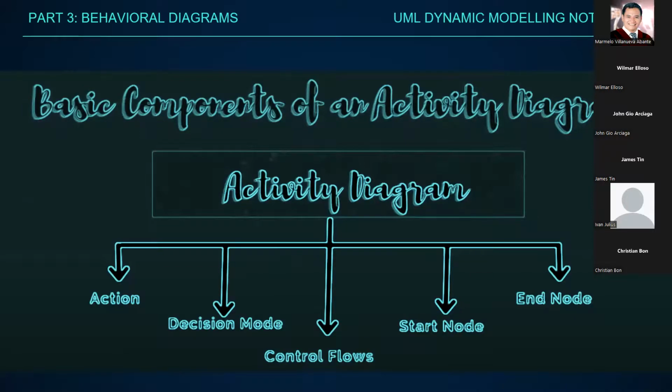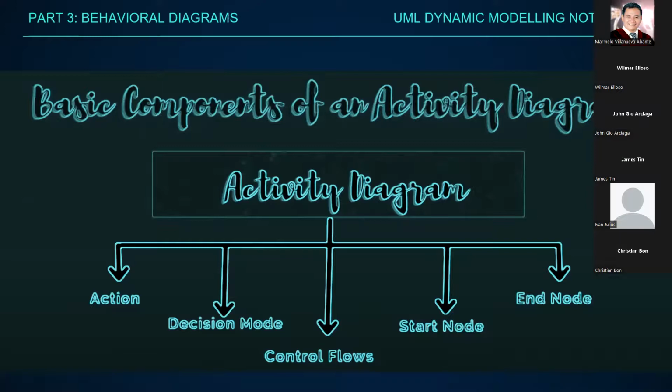First, action. It is a step of an activity wherein the user of the software performs a given task. Next is the decision node. A decision node is a conditional branch in the flow that is represented by a diamond. Usually we use the diamond in flowcharts. Next, control flows. This is another name for the connector, so this is composed of arrows. Then the start node symbolizes the beginning of the activity. It is represented by the black circle. And last is the end node, which represents the final step of the activity.